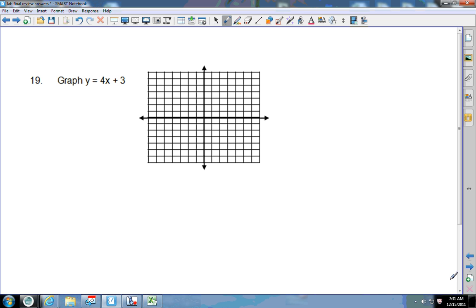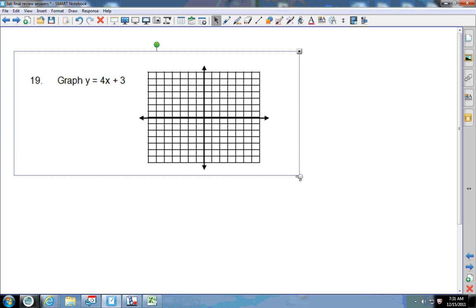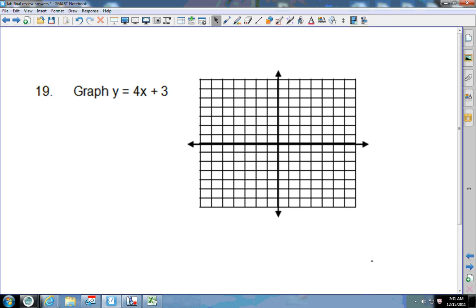Next, number 19 says to graph y equals 4x plus 3. What's the first thing you do when you're graphing? The first thing you do is graph the y-intercept. Remember, this is the x, this is the y. So I'm going to go on the y-intercept up 1, 2, 3, and I'm going to put a dot. The slope is this number right here, that's 4. Well, it's a whole number. I need it to be a fraction, so I put it over 1.